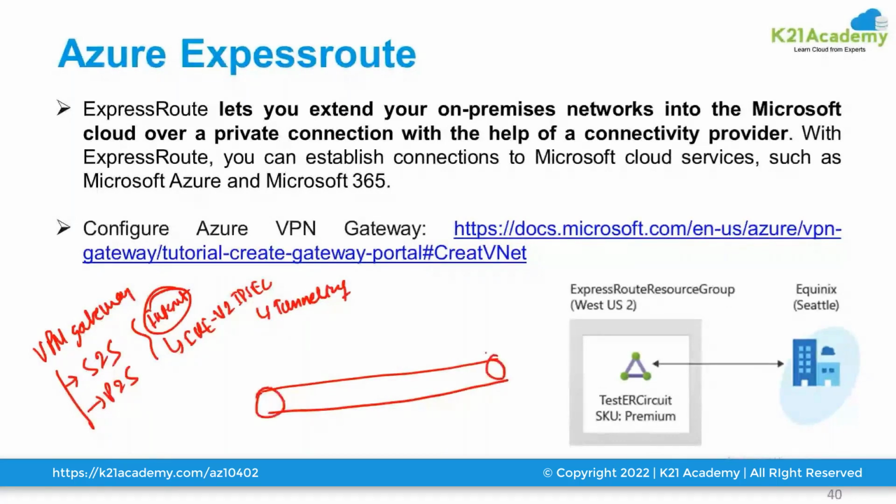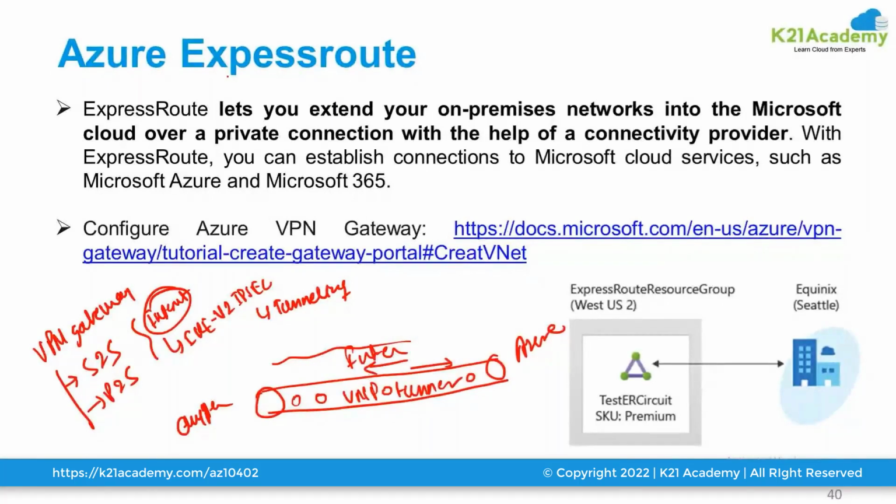So let's say this is your Azure, this is your on prem, this is the internet, and this is the VPN, virtual private network tunnel. By using this, the connectivity will happen, and the data flow will happen from here and there. So something like this.